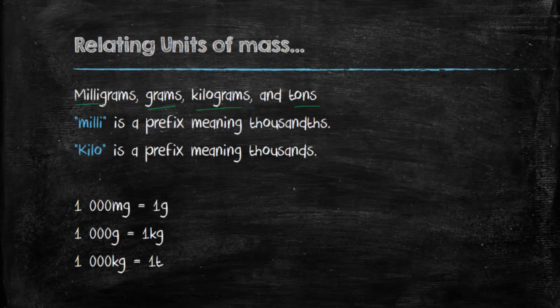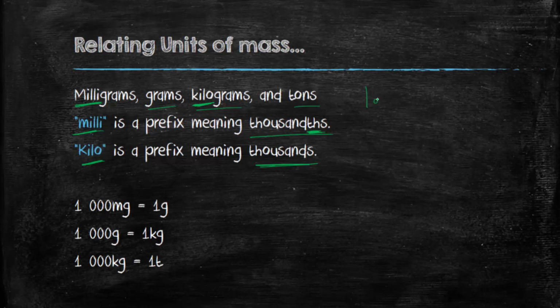So you'll notice that milligrams and kilograms have a prefix, kilo and milli. Milli is a prefix meaning thousandths. And pay attention that there's a th here, okay? So it means it's smaller than a gram. Kilo is a prefix meaning thousands without the th. So let's have a look at this.